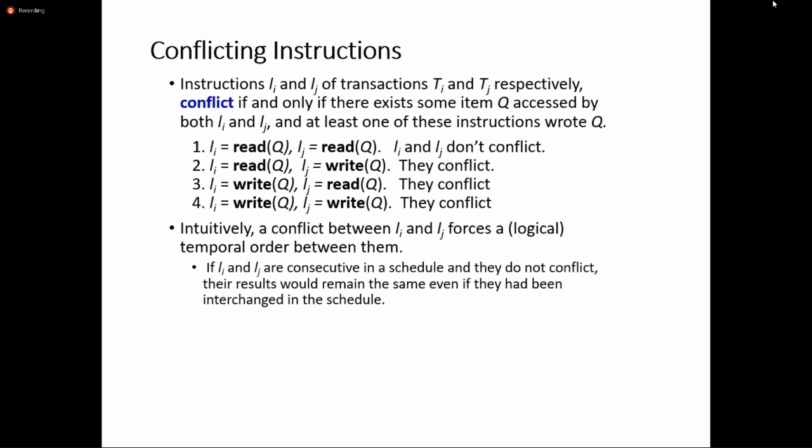Now consider conflicting instructions. Let Ii and Ij be two instructions of transactions Ti and Tj respectively. They conflict if and only if there exists some item Q accessed by both Ii and Ij, and at least one of these instructions wrote Q. That is, the same item is accessed by both at the same time, and that is a conflict.